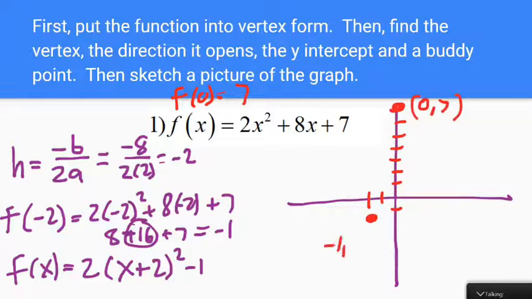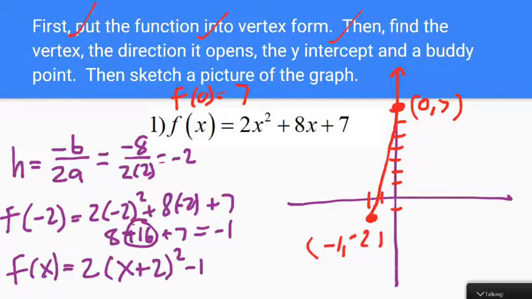This point was at negative 2, negative 1. So now we have what half the parabola looks like. So now we're going to use symmetry to graph the other half. We got the vertex, we got the direction it opens, we got the y-intercept, now we need the buddy point. To find the buddy point, you're going to use symmetry.